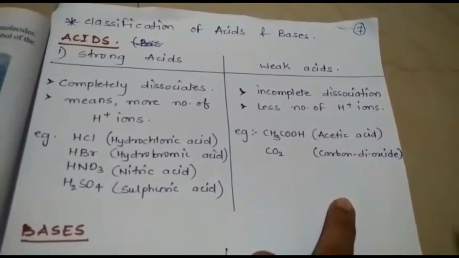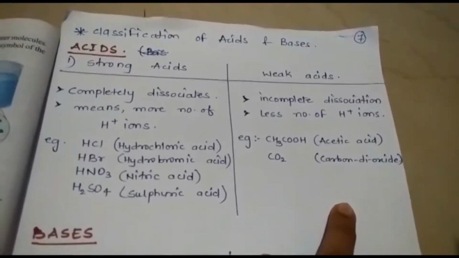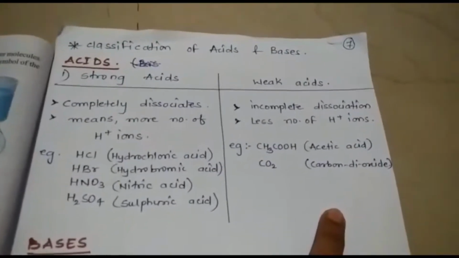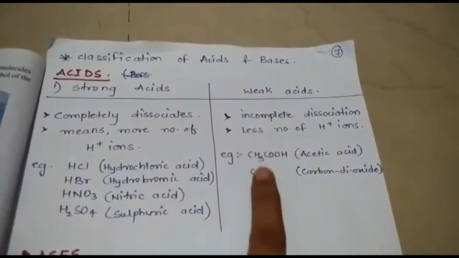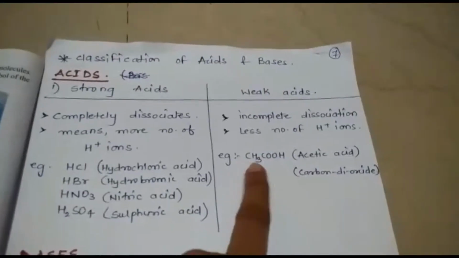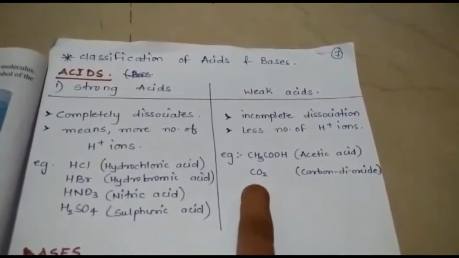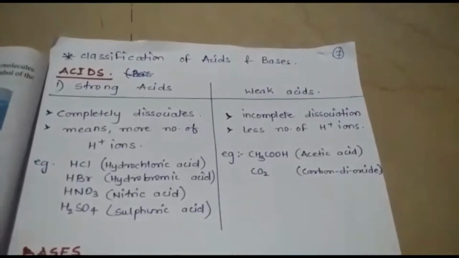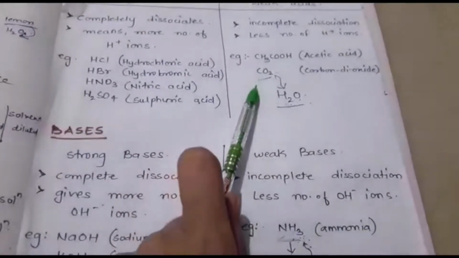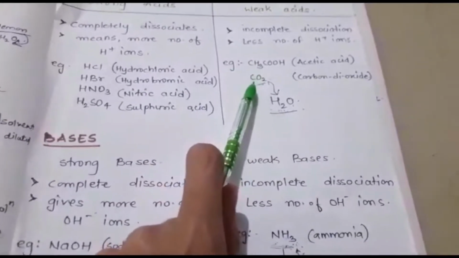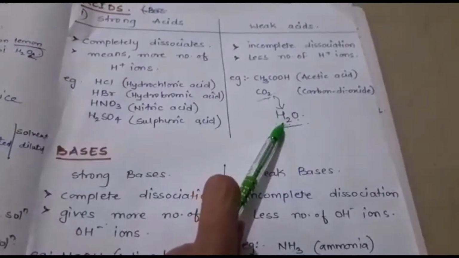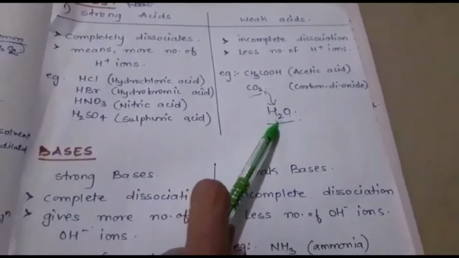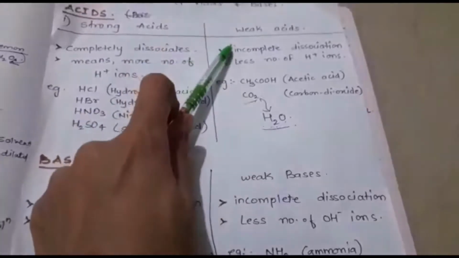In a weak acid, a large number of H plus ions are not released in water. It means incomplete dissociation of that substance, so we get a less number of H plus ions. Examples are acetic acid, CH3COOH, and carbon dioxide. Carbon dioxide gas is compressed to dissolve in water to give us hydrogen ions, but the release of hydrogen ions is very much less. That's why carbon dioxide is included in weak acids.